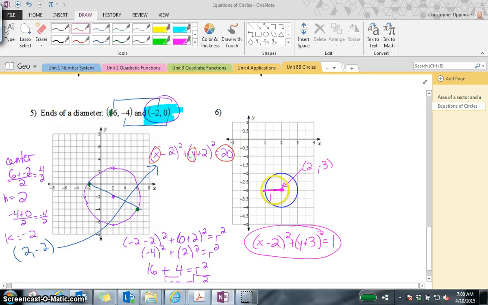Number 6 is the opposite. We have a graph. We need to find the equation. So our center is 2, negative 3, just looking at the coordinates. And our radius is just 1. Look at the scale. This is 1, not 2. So (x minus h) squared plus (y minus k) squared equals our radius squared. Radius is 1. 1 squared is still just 1. And we have the opposite, x minus 2 and y minus a negative 3. So it's actually y plus 3.